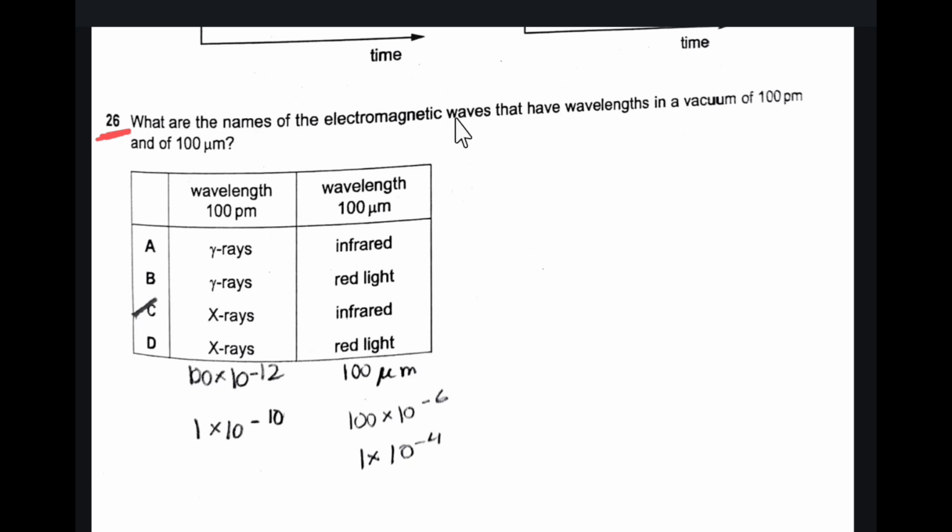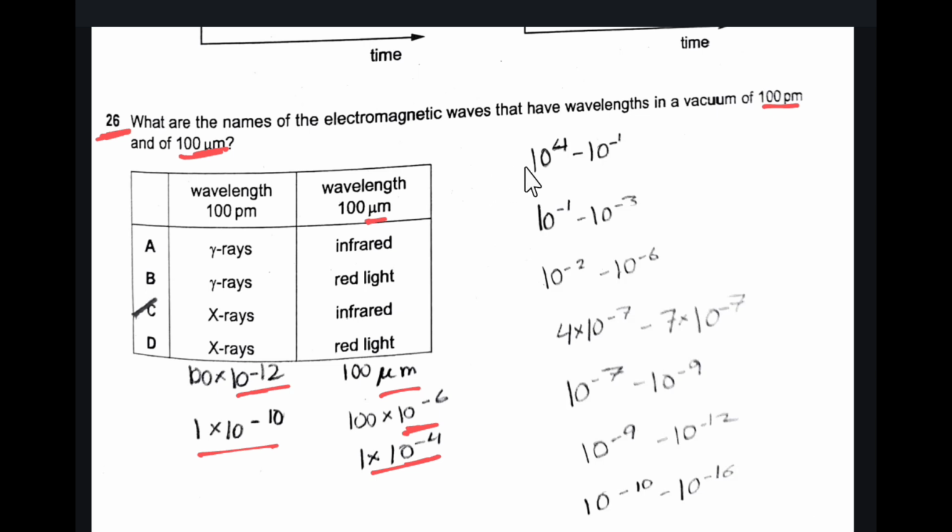What are the names of electromagnetic waves that have wavelength in a vacuum of 100 picometer and 100 micrometer? Pico means 10 to the power minus 12 and micro means 10 to the power minus 6. So 100 picometer means 1 times 10 to the power minus 10 and 100 micrometer means 1 times 10 to the power minus 4.